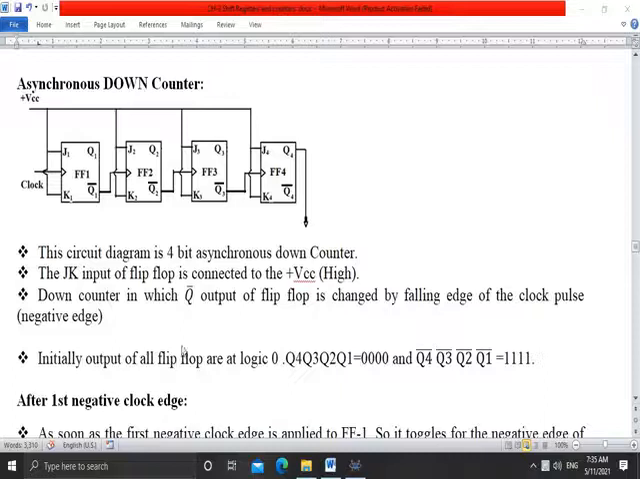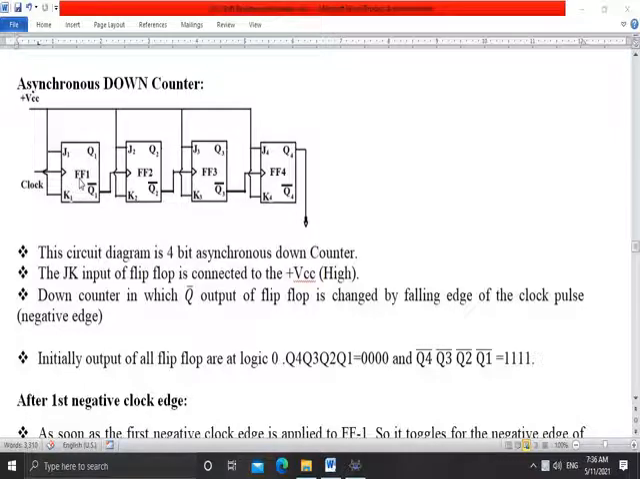Next point is asynchronous down counter. It means this counter counts the clock input from higher number to lower number, in decreasing order. In this diagram we can see this is a 4-bit asynchronous down counter.